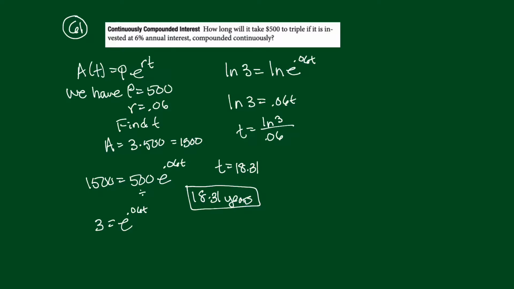Now while we're here, let's just do a very similar problem. The only thing I'm going to change here is this. We put in $500. How long would it take if we put in 600 or 6,000? If we still want to triple, and we're still going to get 6%.